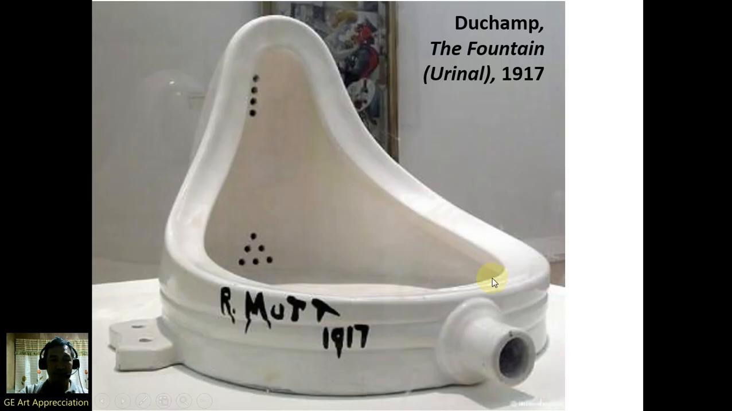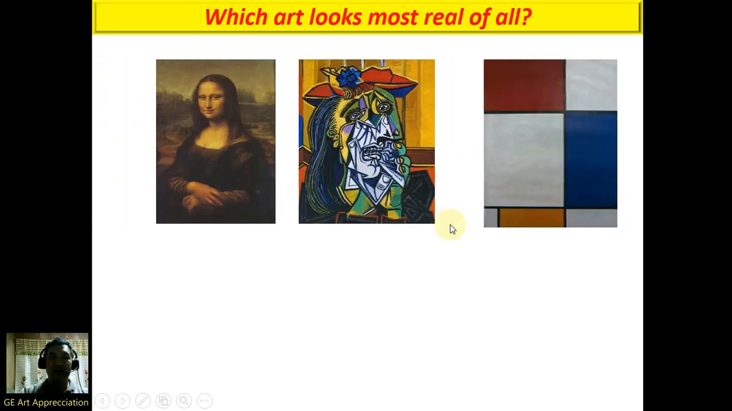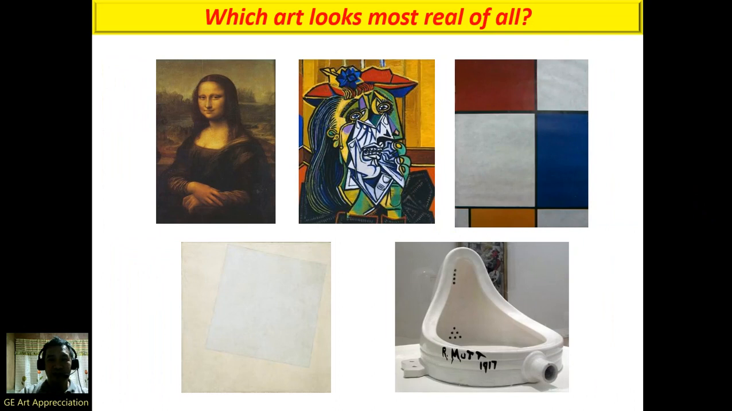Okay. Let's take a look at Duchamp, the Fountain, in 1917. So, which art looks most real of all? Is it the Mona Lisa, the Weeping Woman, the composition of red, yellow, and blue, the Malevich, the white on white, or is it the painting of Duchamp? The fountain or the urinal. So which art looks most real of all?